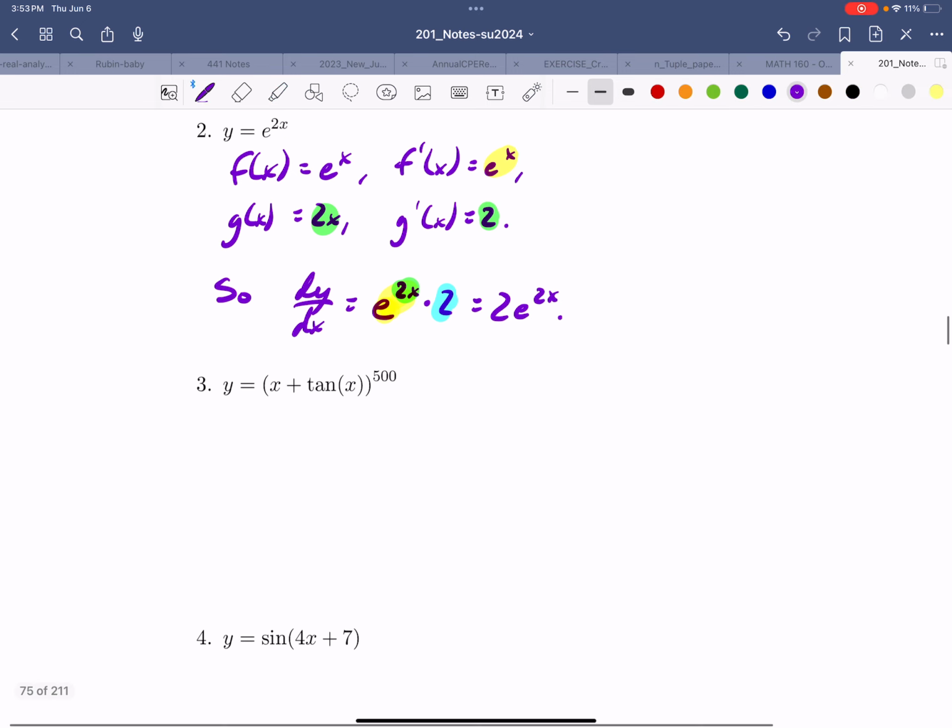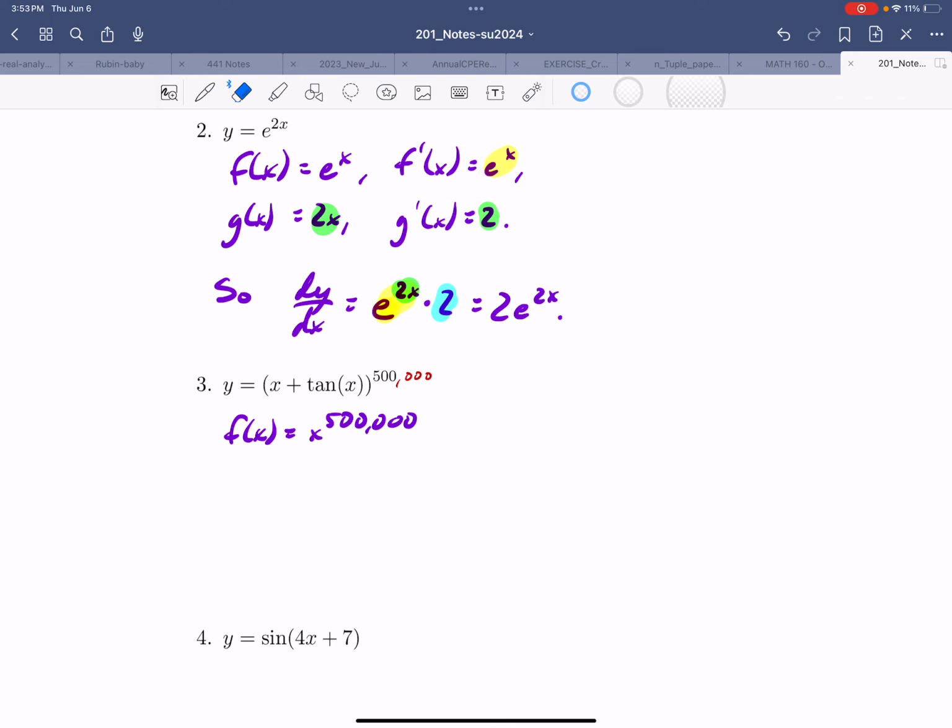All right, two more. Now I said this was 500, but we know that this is really 500,000. Yeah, go big or go home. So maybe let's just write out here, again, we know what f of x is. We know what g of x is. F of x equals x to the 500,000. So I guess that means f prime of x equals 500,000 x to the 499,999.